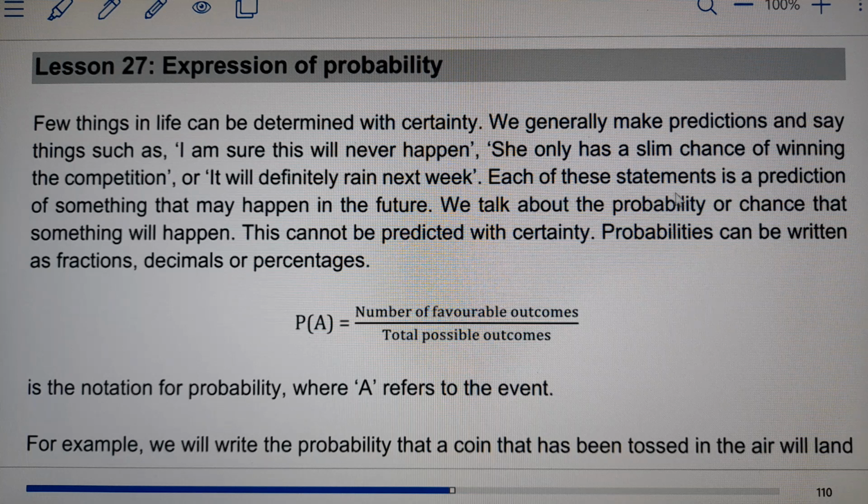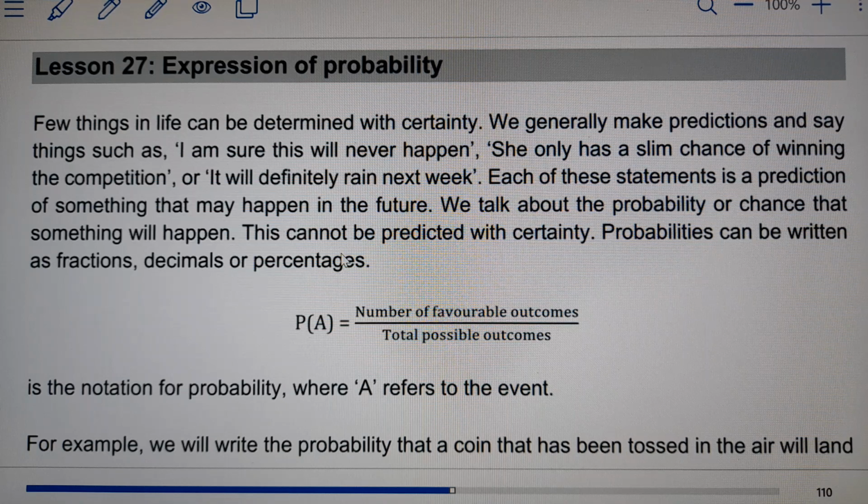Each of these statements is a prediction of something that may happen in the future. We talk about the probability or chance that something will happen. This cannot be predicted with certainty. Okay, so probabilities can be written as fractions, decimals, or percentages. We can write a probability in 3 different ways: fractions, decimals, or percentages.